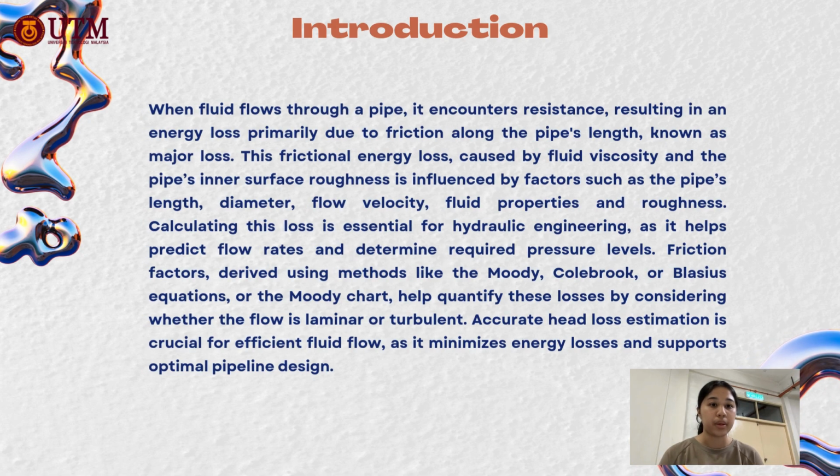When fluid flows through a pipe, it faces resistance, which leads to energy loss, mainly due to friction along the pipe. This loss is called major losses, and it happens because of the fluid's viscosity and the roughness of the pipe surface. Several factors also affect this loss, including the pipe's length, diameter, flow speed, fluid properties, and the pipe's roughness. To calculate these losses, we use friction factors, which can be determined using equations like the Moody formula, Colebrook or Blasius's formula, or by referring to the Moody's chart. This method can help to determine whether the flow is laminar or turbulent. So, estimating head loss accurately is key to improving fluid flow efficiency.